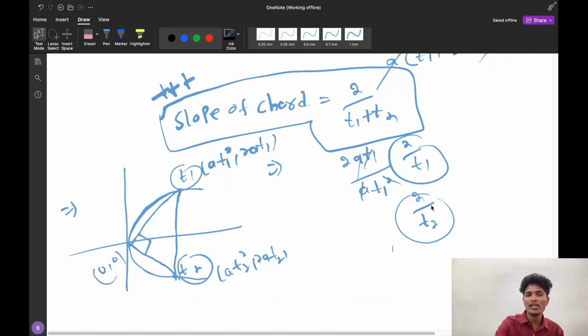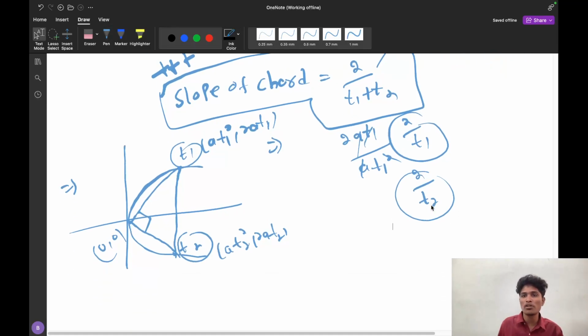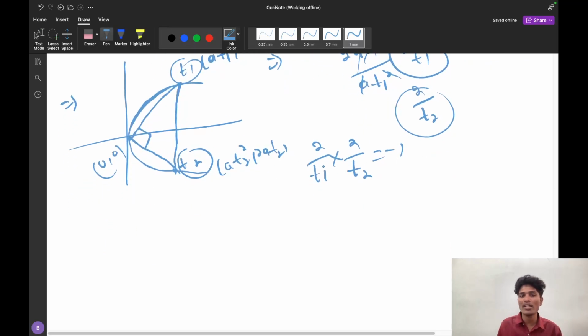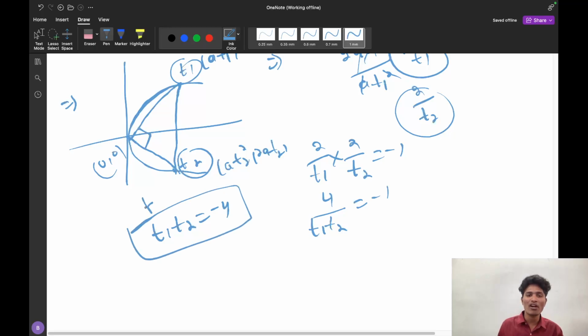What is the main important thing? The multiplication of these two slopes should be negative 1 because these are perpendicular. That is, 2 by t1 multiplied with 2 by t2 should be -1. So what is the relation we got here? We got 4 divided by t1 t2 is equal to -1. So t1 t2 is equal to -4. This is the relation we got. This is also another important relation. We will see when to use this relation.